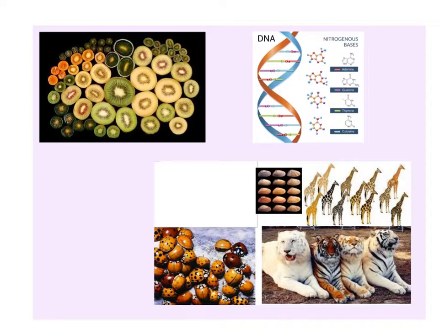All right, so the last slide was species diversity. How many different species live in an area? That's species diversity. This one's going to be genetic diversity. So this is variety or diversity within a population, within the same species.